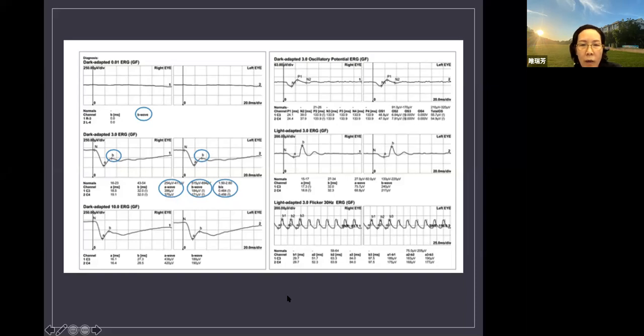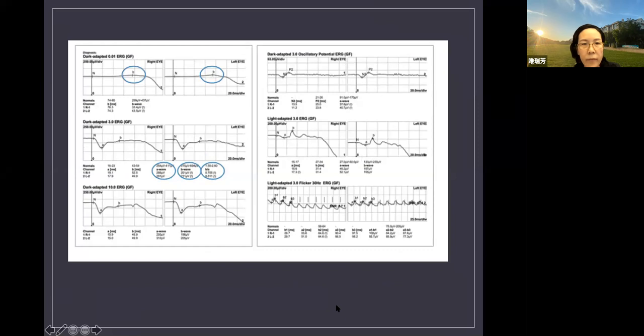And we also have the incomplete form of CSNB. For the incomplete form, we also have a negative B wave, but the cone responses will also be impaired. And this is the implicit time of CSNB.